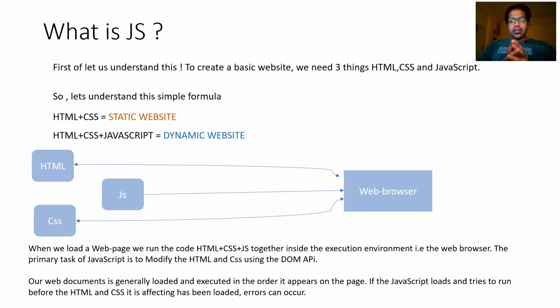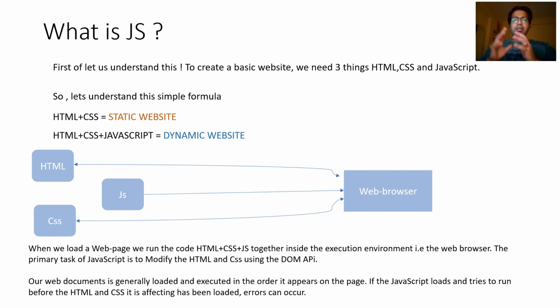The primary task of JavaScript is basically to manipulate the HTML and the CSS elements through the DOM API. Now, in this video series, we are not going to discuss DOM APIs at length, but we are going to see at a very high level how the DOM works and what the DOM is, right?